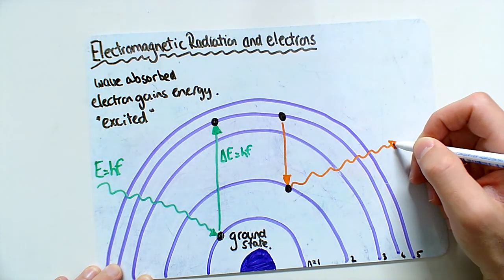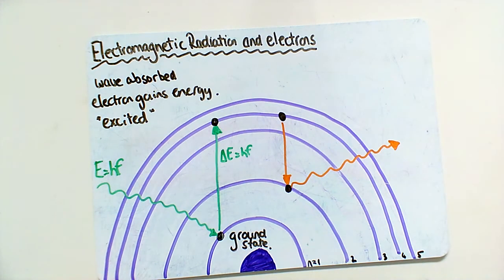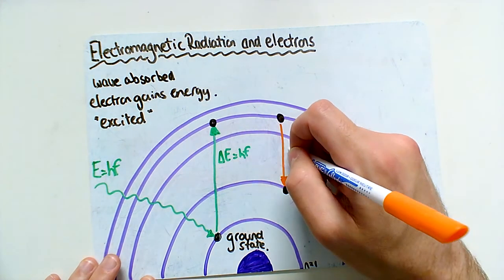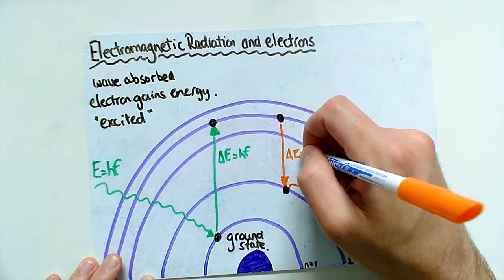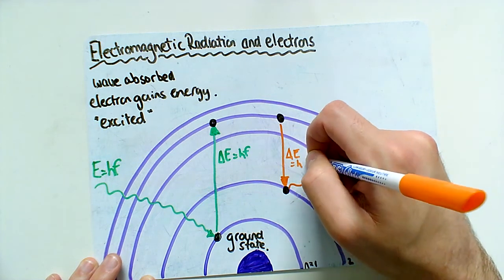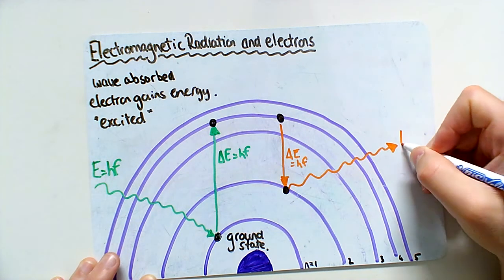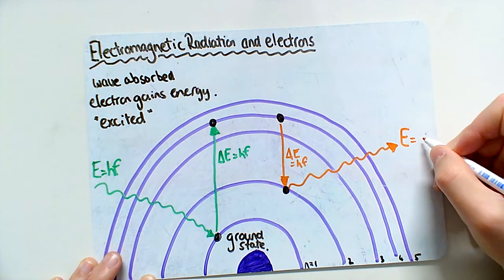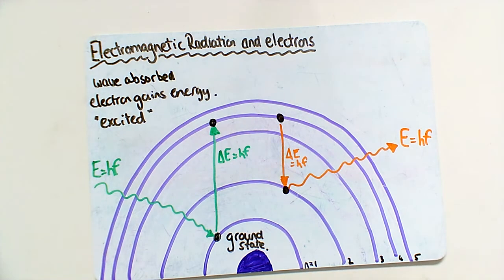So as it does that, it gives off a photon. Now this delta E, which equals hf, is going to give a wave of energy hf. And now this wavelength and this wavelength are going to be different because that energy is different. This energy is bigger than this one. So the frequency is going to be smaller here, bigger here and smaller here.